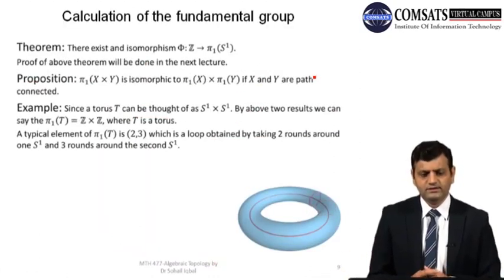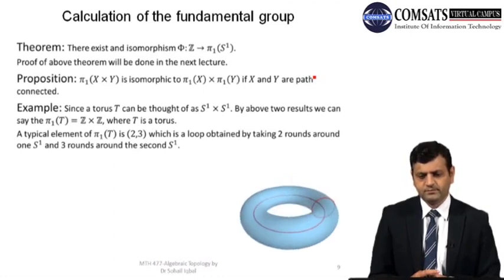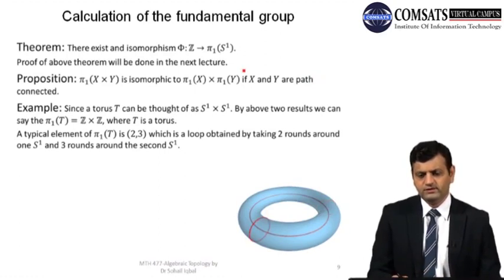Our next result is that if we have a circle, then the fundamental group of this circle is isomorphic to Z. The proof of this result will be done in our next lecture, but we are going to use this result to calculate some fundamental groups. So consider this proposition that we are going to prove in our further discussion: pi 1 of X cross Y is isomorphic to pi 1 of X cross pi 1 of Y if X and Y are path connected.